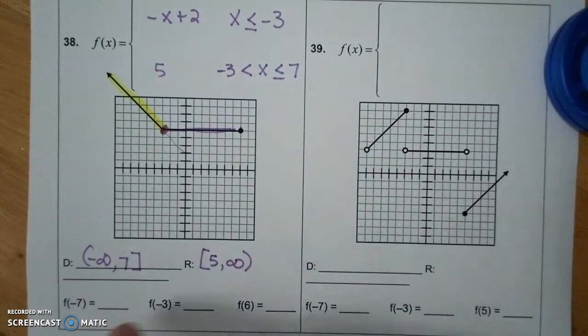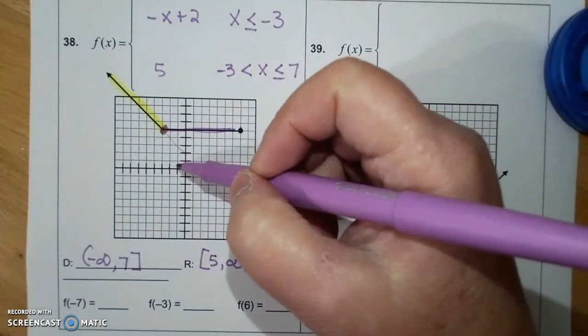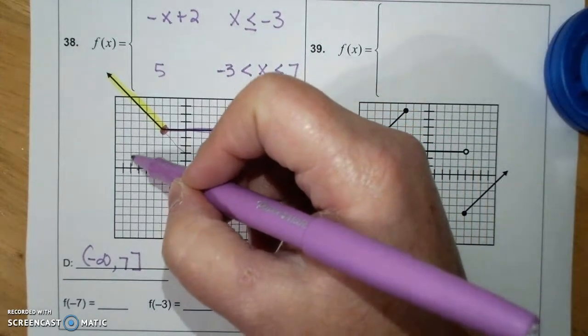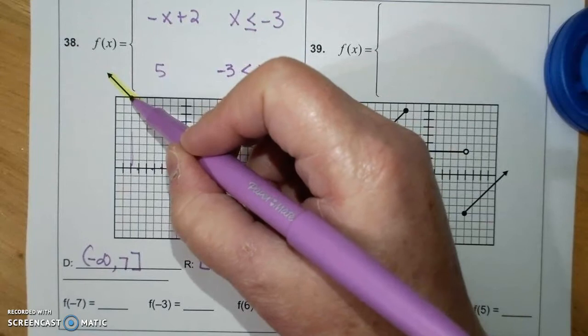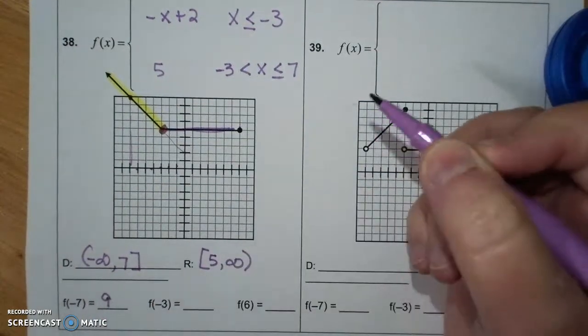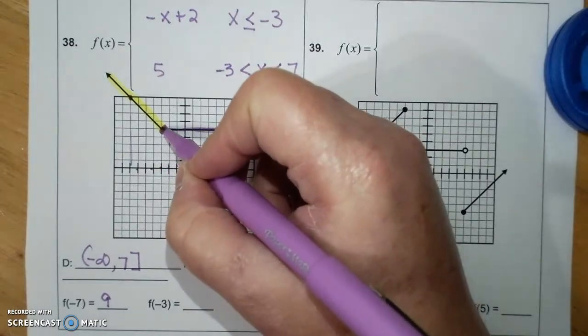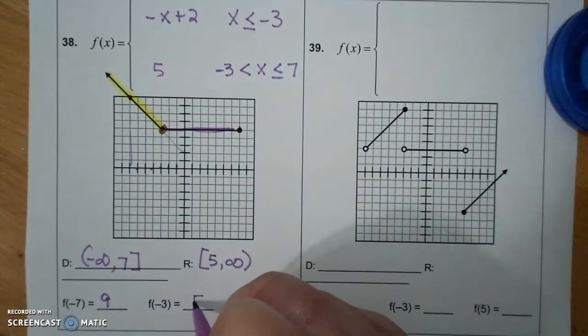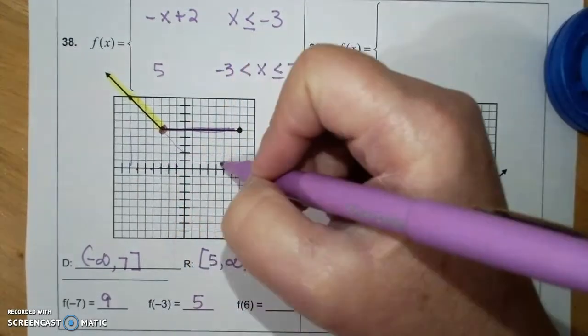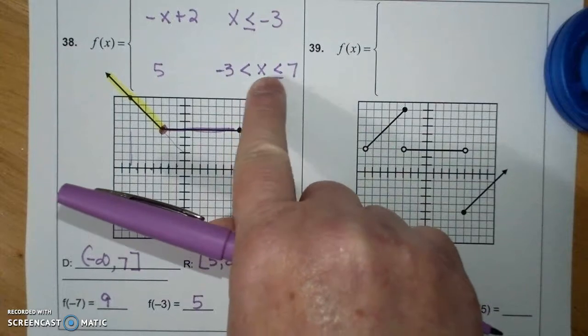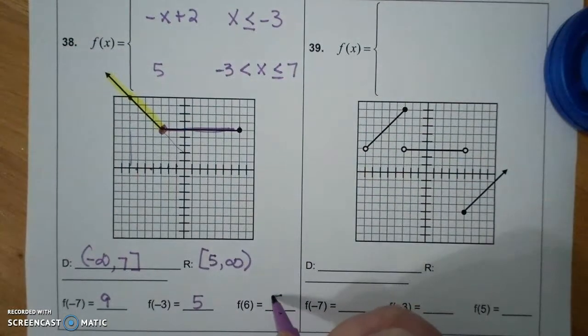F of -7. And I would go here when x is -7. 1, 2, 3, 4, 5, 6, 7. Come up to here. And that would be 9. F of -3. 1, 2, 3. That would be 5. F of 6. And 6 is in this area, so that would also be 5.